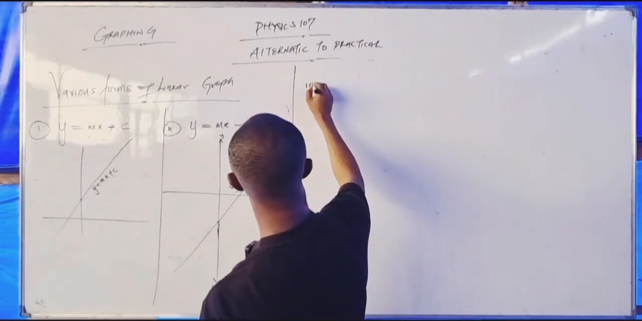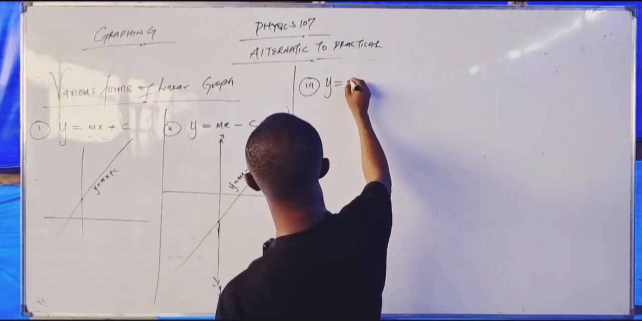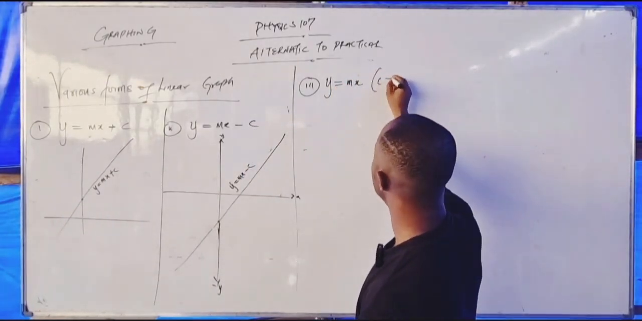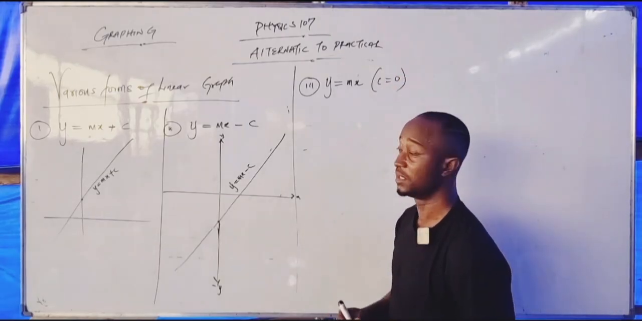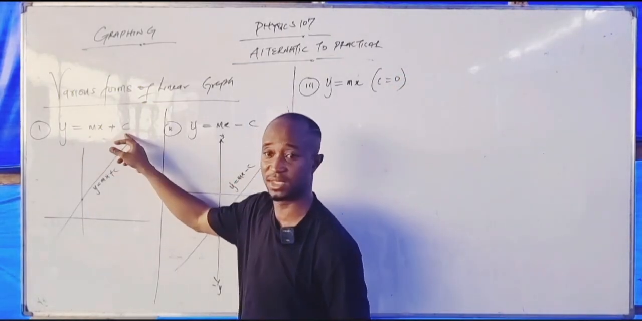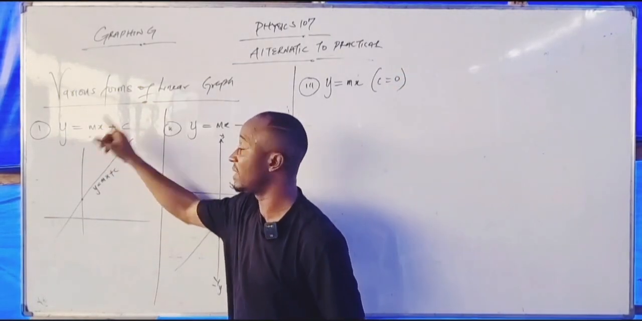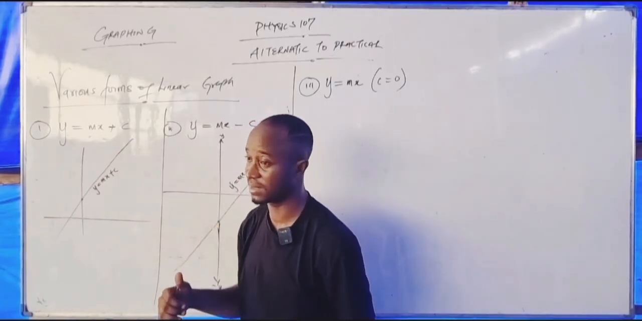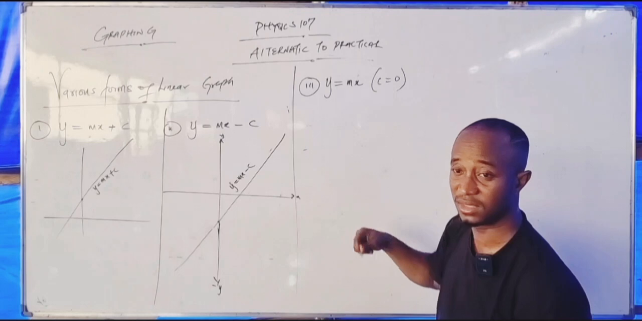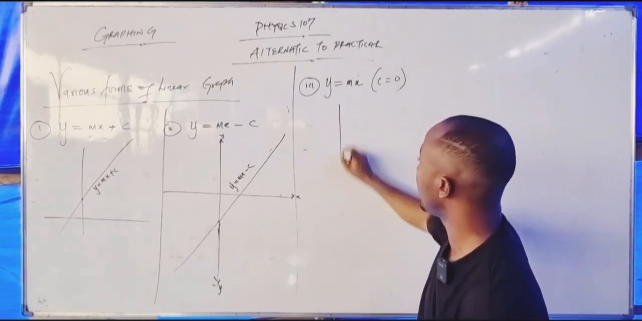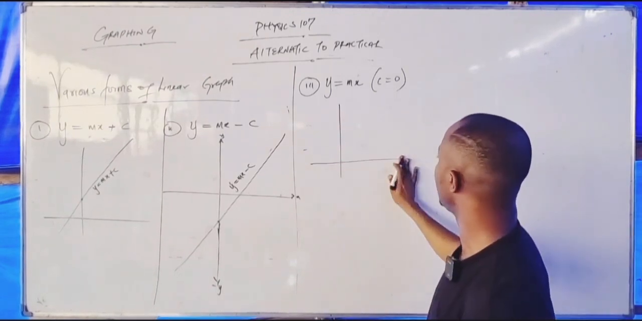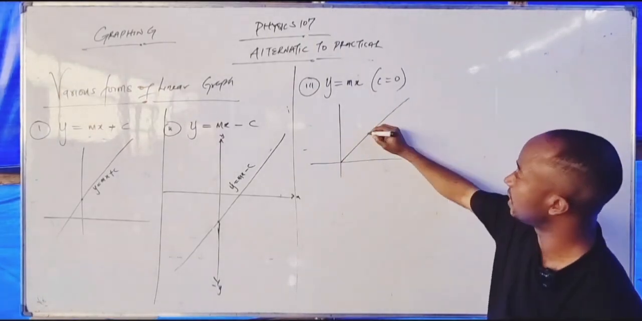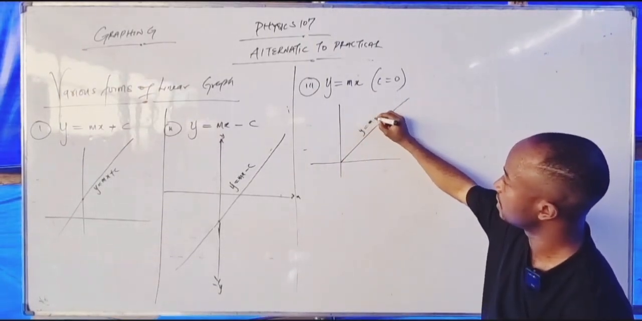Number 3. If we have y equals mx, what happens in this case? This is when c equals 0. The general form says y equals mx plus c. But if I just have only y equals mx, it means there's no c. C represents your intercept, so my intercept is at the origin. A graph of y equals mx is a graph that starts from the origin. This is a graph of y equals mx.